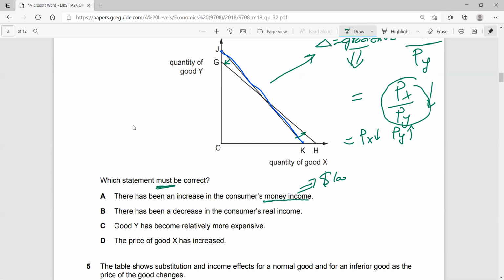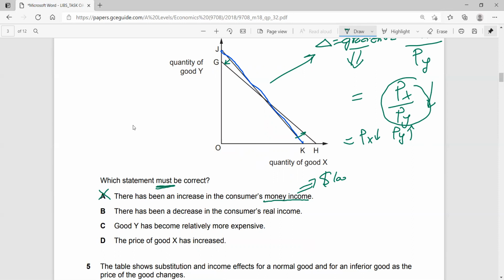And the change here is a change in the relative price. Like either price of X has changed or price of Y has changed or both have changed. So we can't make a comment on the money income because based on the information here, it seems to have stayed the same. It's just a pivoted shift, which means that the prices have changed.